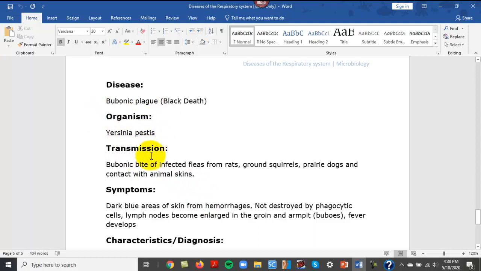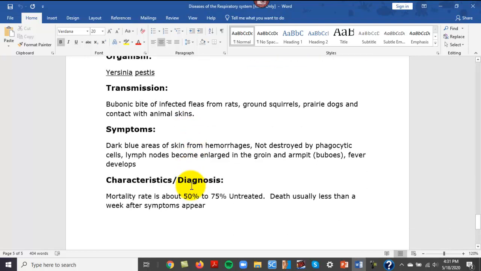Yes, it was called the Black Death, and I believe there is actually a viral form of this too. This is the bad, highly contagious version. It's spread by infected fleas from rats, ground squirrels, prairie dogs, animal skins. Basically, this bacteria, Yersinia pestis, infects the fleas, little bitty insects, and it blocks the flea's digestive tract. And so the fleas start starving, so they start biting things, and that's how it's spread.